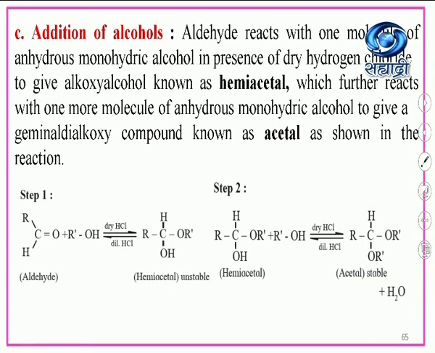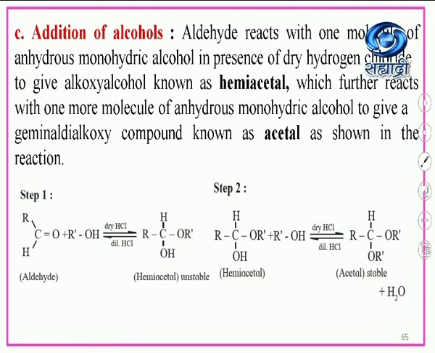Okay, so step 1. This is the aldehyde RCH C double bond O plus R dash OH, which is an alcohol. So this is a reversible reaction. When it is treated with dry HCl, you will get the hemiacetal, RC bond O R dash bond OH and H. That is hemiacetal. This is an unstable product.